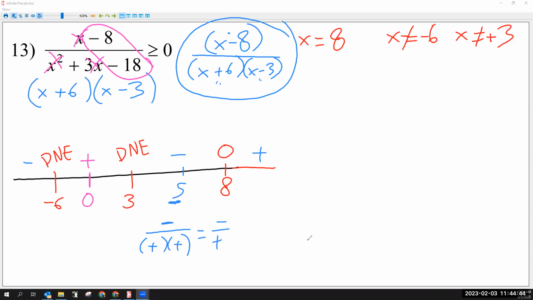So we've got our sign chart. What are we looking for? Positive or negative values? Looking for positive values. Is it okay to equal 0? Yes. So we'll come out here and say, okay, positive values. That would be from here to here, and then from here to forever.